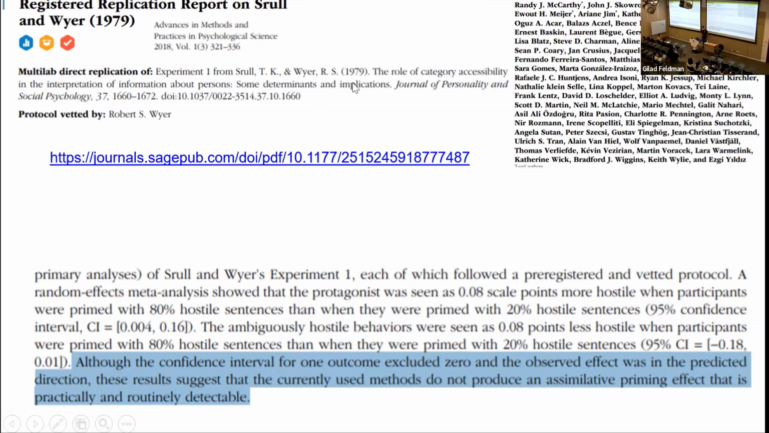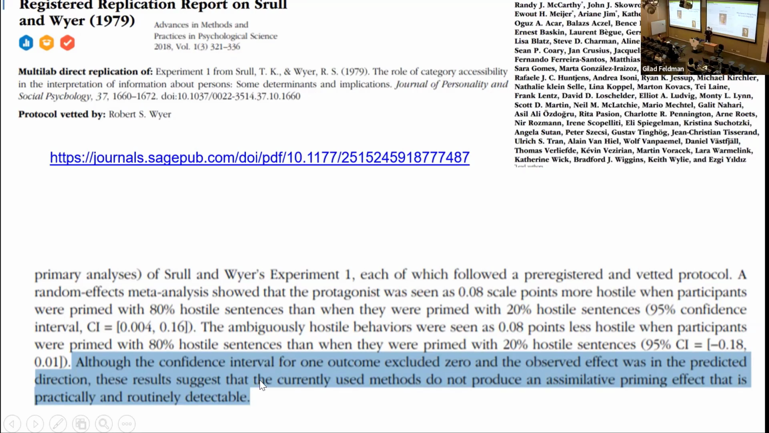Now, the conclusion by Randy and the team is that although the confidence intervals for one outcome excluded 0 and the observed effect was in the predicted direction, these results suggest that the currently used methods do not produce an assimilative priming effect that is practically and routinely detectable. So a lot of doubts about this thing.